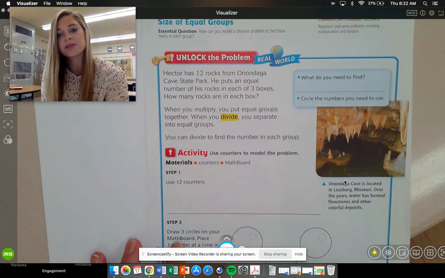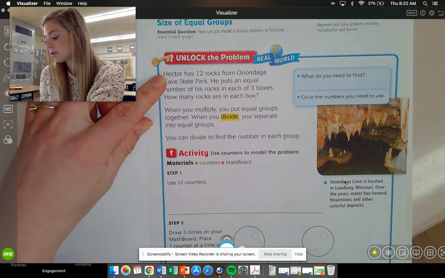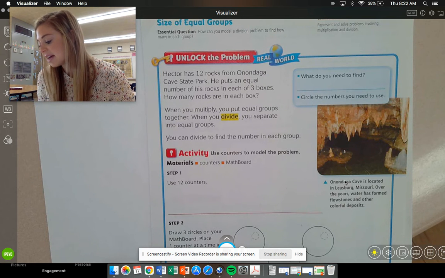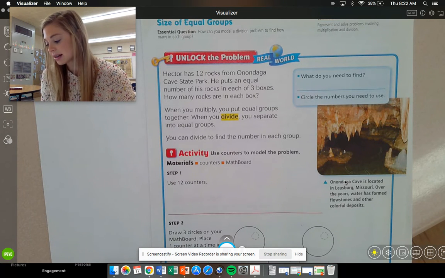So first we're going to unlock the problem, and this is a story problem. So it says, Hector has 12 rocks from Onondaga Cave State Park. He puts an equal number of rocks in each of 3 boxes. How many rocks are in each box?